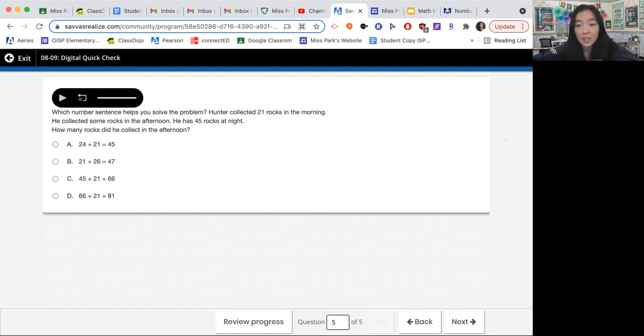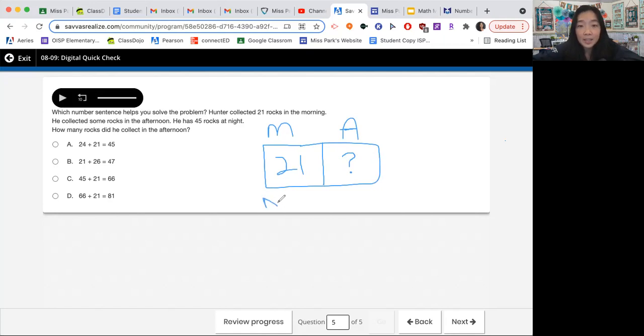So I'm just going to annotate it on here because this one, I know a lot of you guys were saying you got it wrong, okay? So Hunter collected 21 rocks in the morning. So I'm going to write morning here. And in the morning, he collected 21 rocks, okay? He collected some rocks in the afternoon. Now, we have no idea how many he collected in the afternoon. We know he collected 21 in the morning, but we need to know how many he collected in the afternoon.